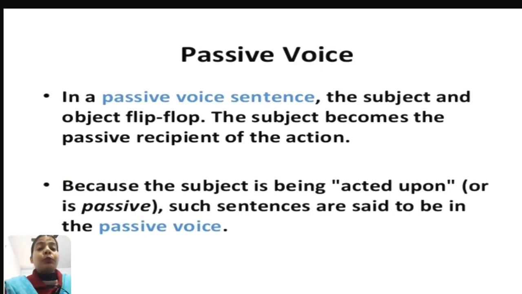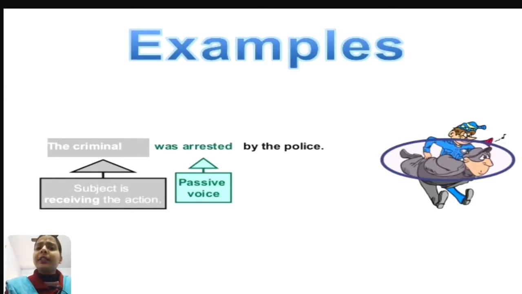Now let's come to know what is passive voice. In a passive voice sentence, the subject and object flip-flop. It means that the subject becomes the passive recipient of the action. Because the subject is being acted upon, such sentences are said to be in the passive voice. Let's understand this by examples.